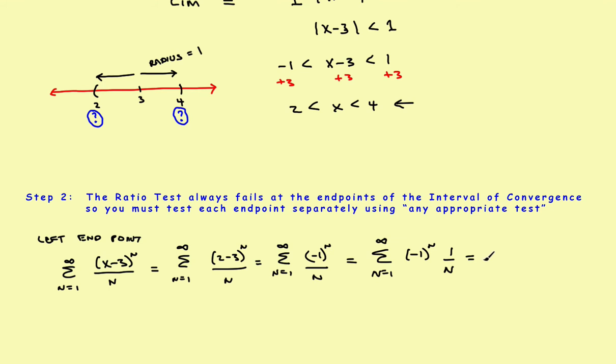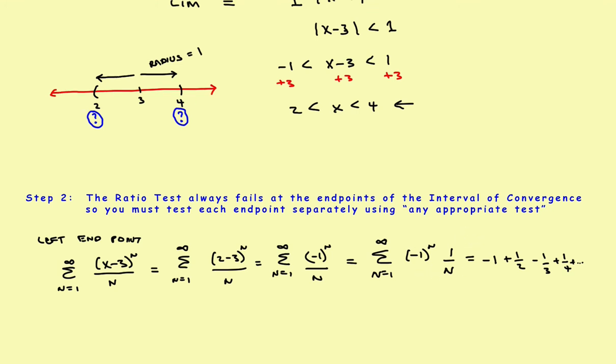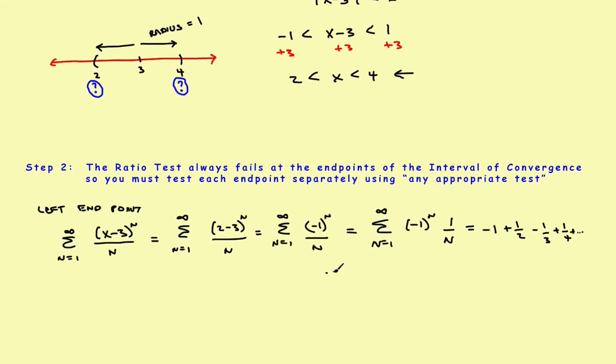Sometimes it helps to write out the first few terms. This would give you a minus 1. The next term would be a plus 1/2, the next term a minus 1/3, the next term a plus 1/4, and so on, and it goes on forever. If you recognize this as an alternating harmonic series, you should remember that an alternating harmonic series converges. So from this, you can say that because it's an alternating harmonic series, it converges.